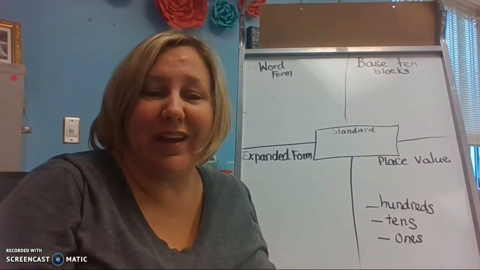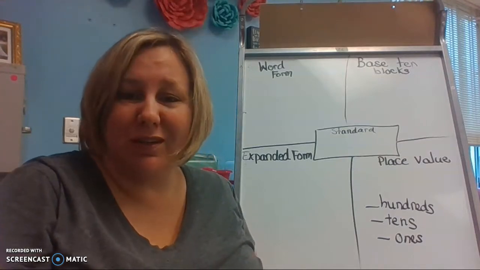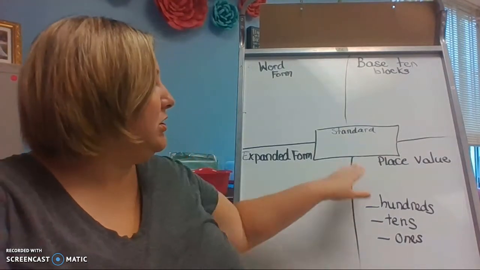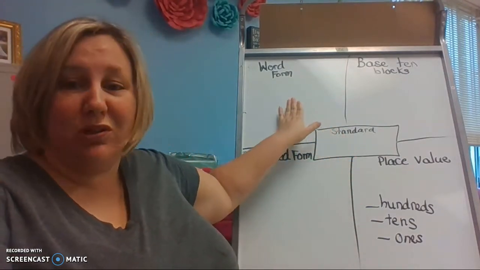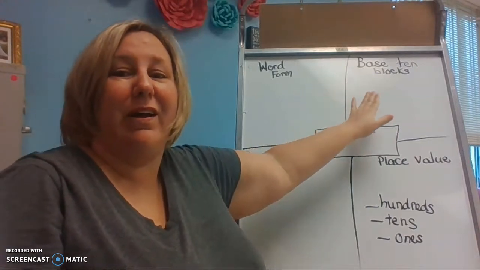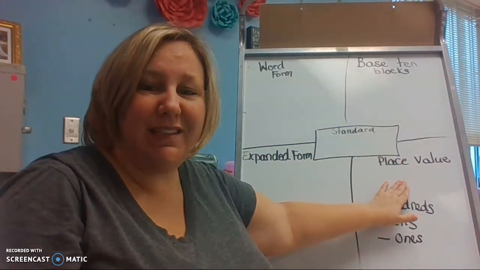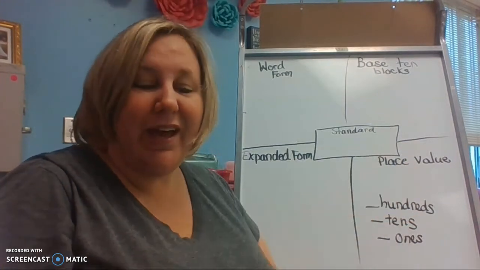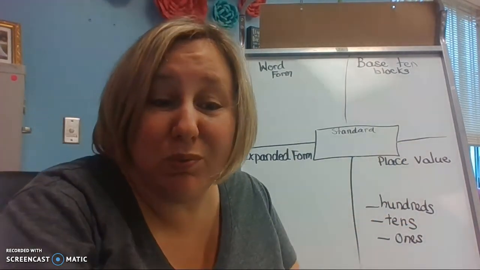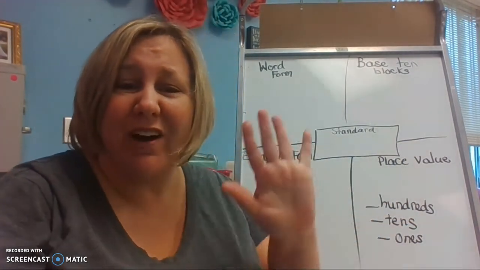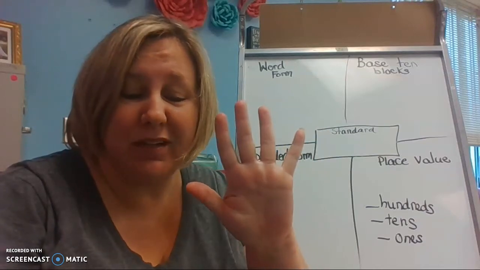Now, yesterday, we talked about our numbers, and we talked about standard form, word form, and base 10 blocks. Today we are going to talk about place value. And remember, what we're working on this week is showing 5 different ways to represent a number.